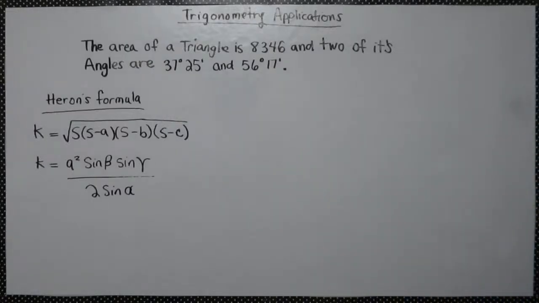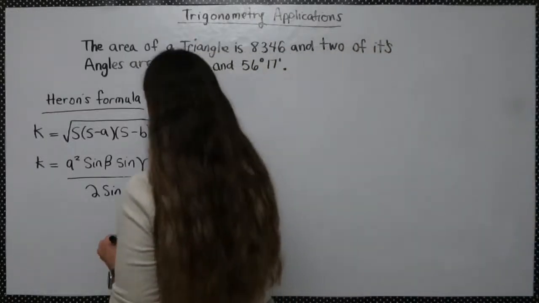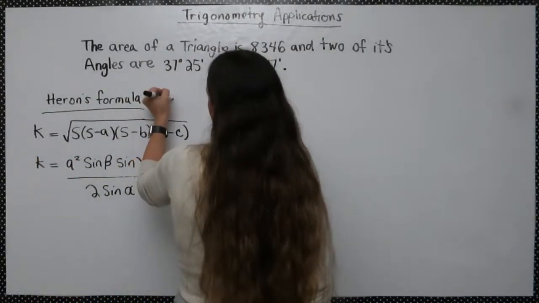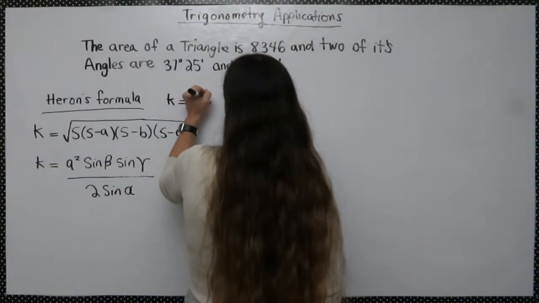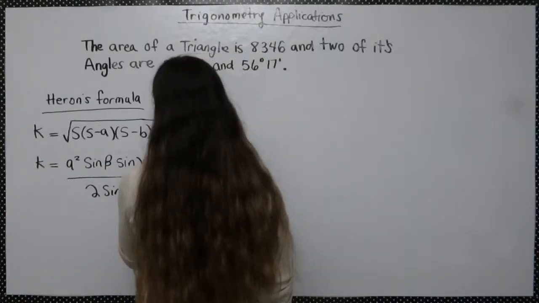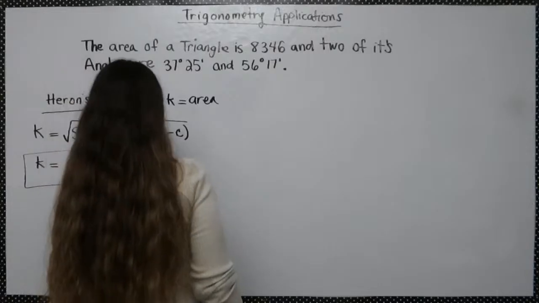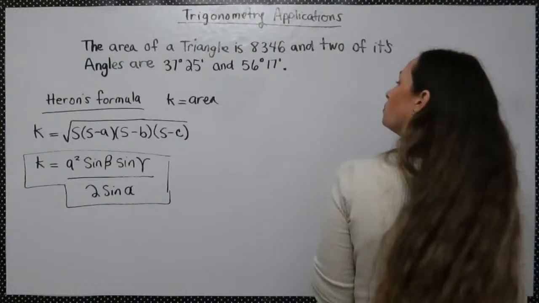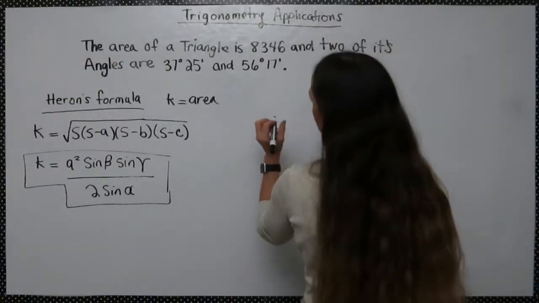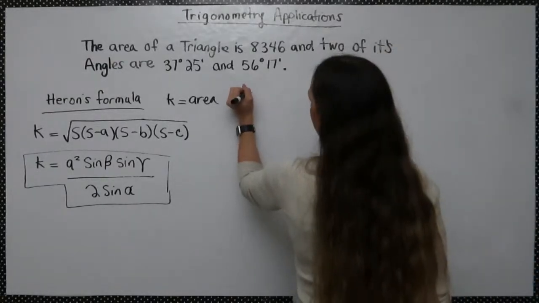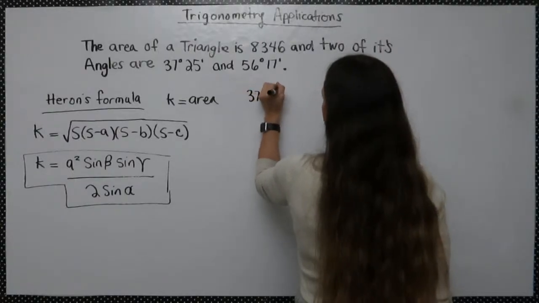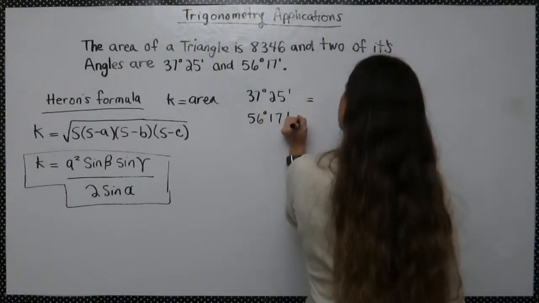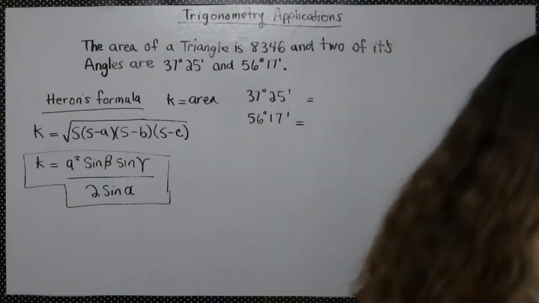All right, so we're going to use this formula, where K is the area. And we're going to use the fact that all three angles in a triangle add up to 180. So we'll take 37 degrees 25 minutes and 56 degrees 17 minutes, and we're going to convert these to decimal, which makes it a little bit easier.